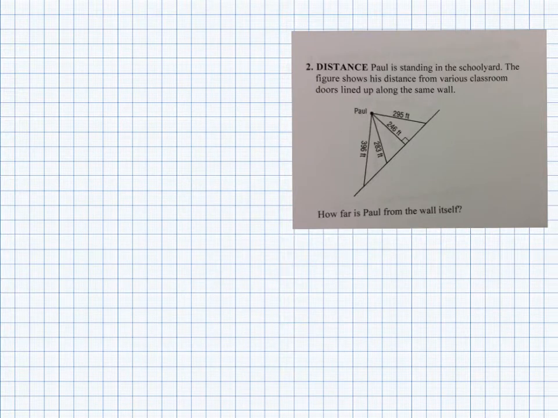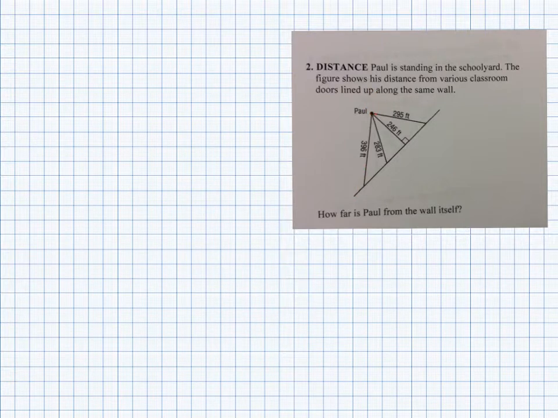So let's read this problem. It says that Paul is standing in the schoolyard. The figure shows the distance from various classroom doors lined up along the same wall. So in this problem, this is your wall right here. And this is where Paul is.